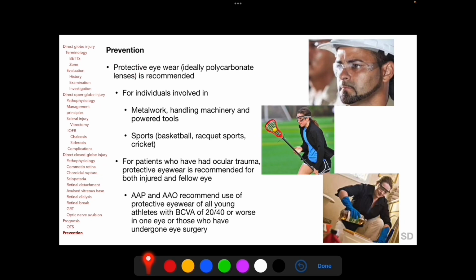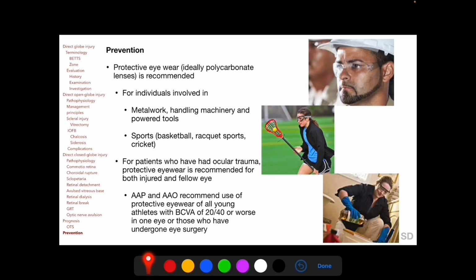Protective eyewear, ideally in the form of polycarbonate lenses, is recommended for individuals involved in certain occupations such as metalwork, handling machinery and power tools, and for individuals participating in certain kinds of sports.